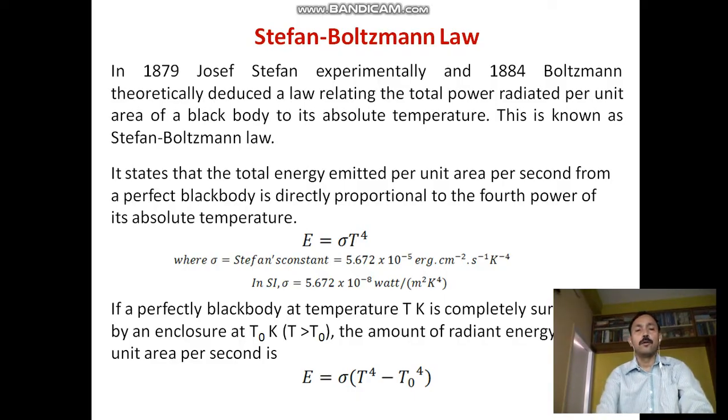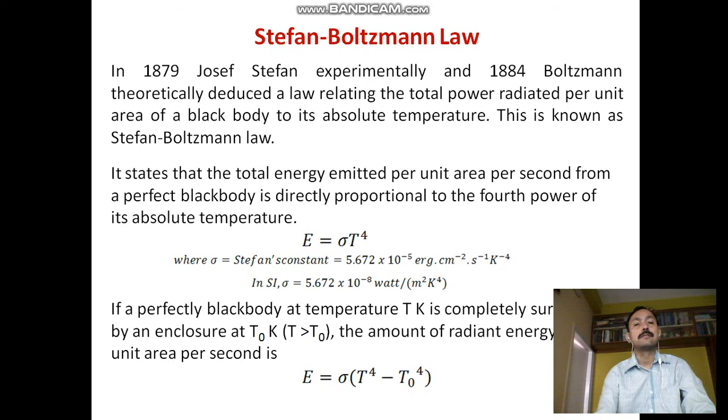Stefan Boltzmann law. In 1879, Joseph Stefan experimentally and in 1884, Boltzmann theoretically deduced a law relating the total power radiated per unit area of a black body to its absolute temperature. As they have given the law, this law is known as Stefan Boltzmann law.